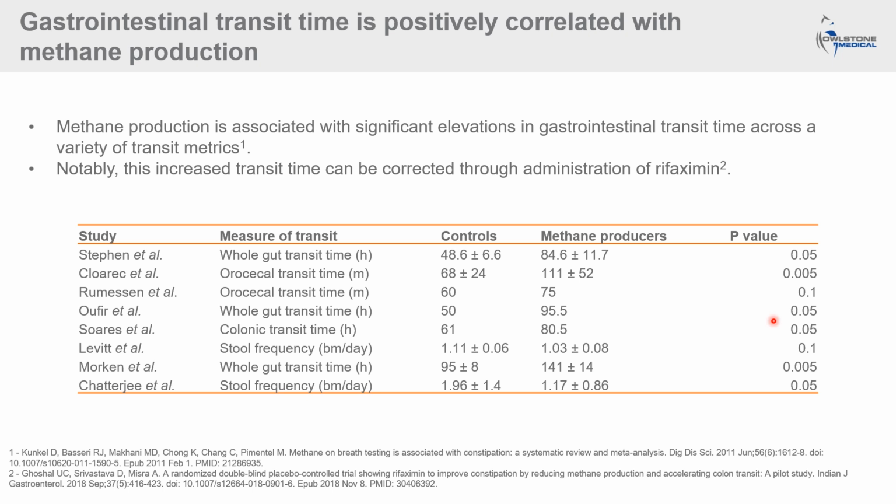Again, teasing out correlation versus causation in this setting is challenging, but we can see papers where they've administered rifaximin to people with long GI transit times, noting that in 60 to 70% of cases, there were improvements in GI transit time after administration of rifaximin and removal of methanogens and those high methane levels. So potentially a causative link between methane production and long GI transit times in this setting. We can take this a bit further.